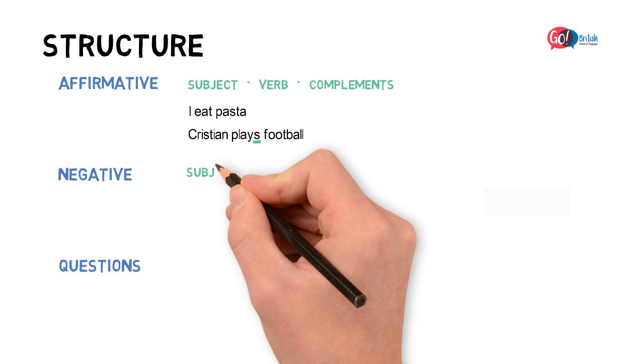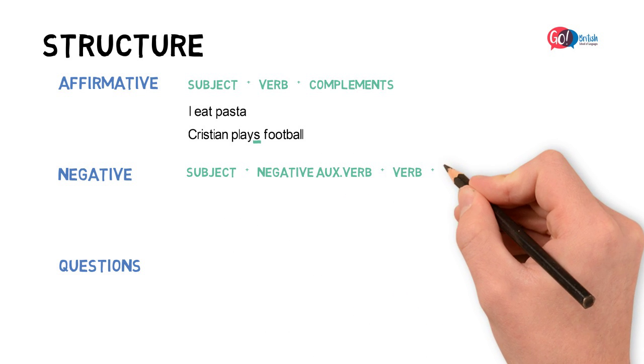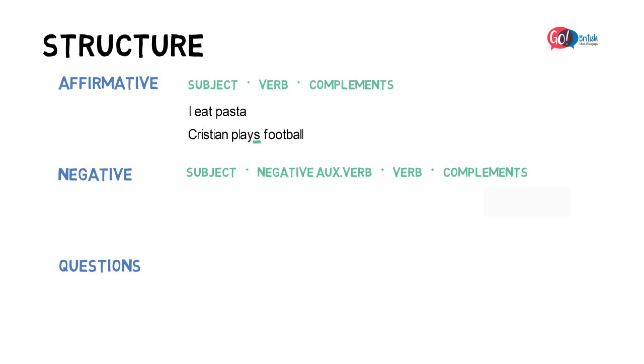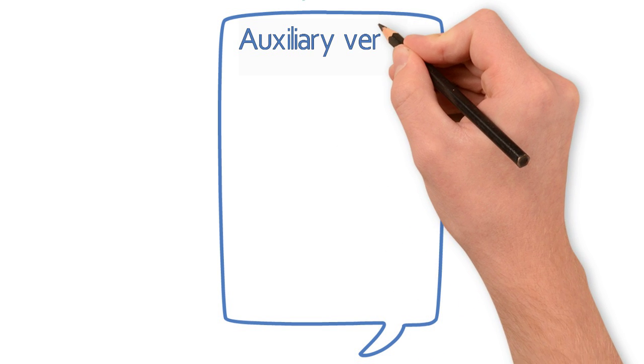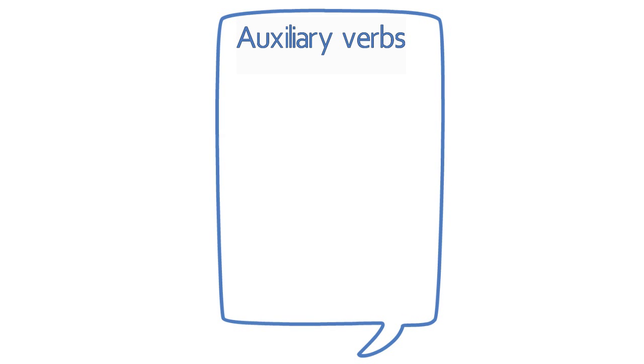Now, let's move to the negative. I begin with the subject, then the negative auxiliary verb, and the verb. But wait one second, what is an auxiliary verb? Okay, this is very important. In English, we use the auxiliary verb in negatives and questions, always. And depending on the tense and the person, it's one or another one, okay?